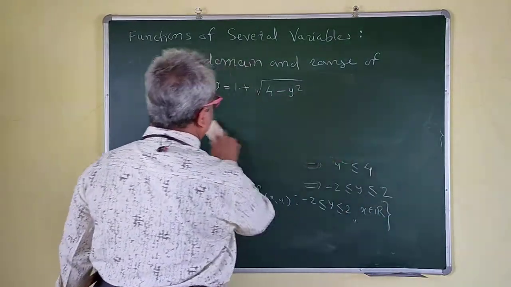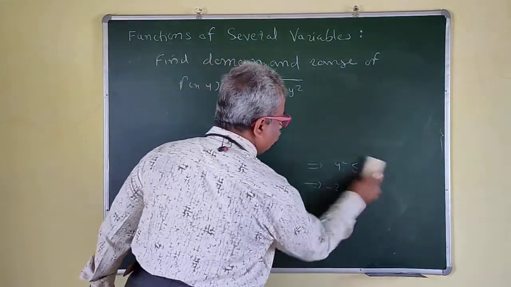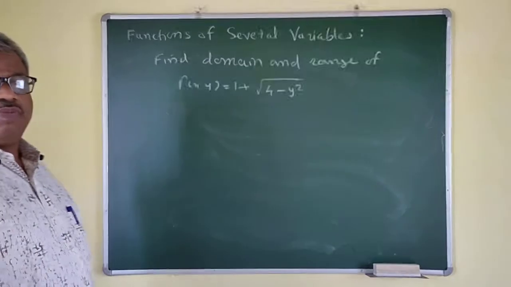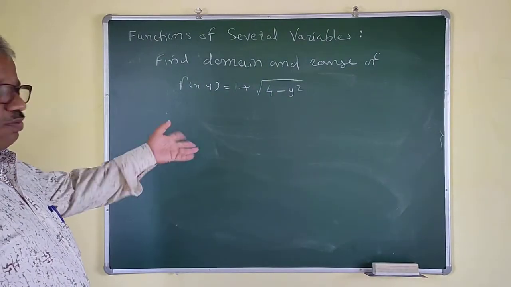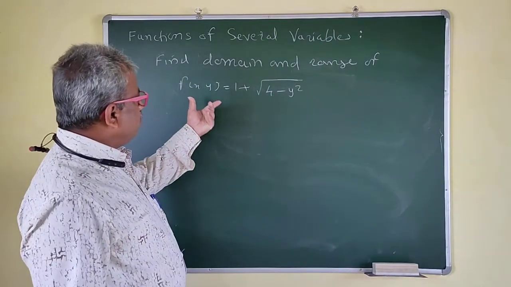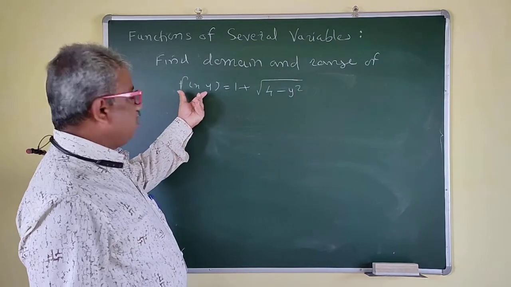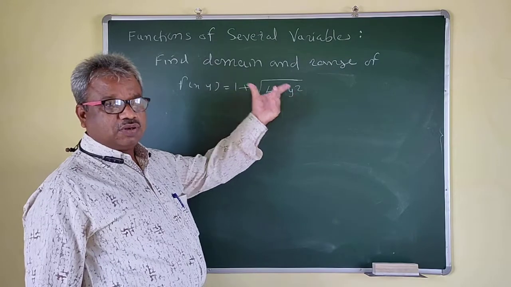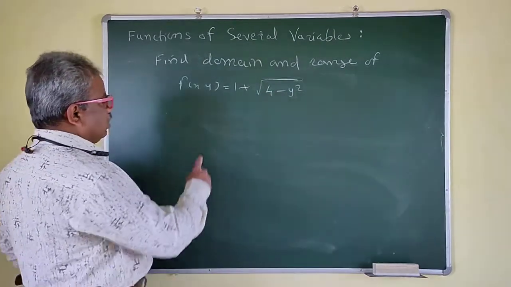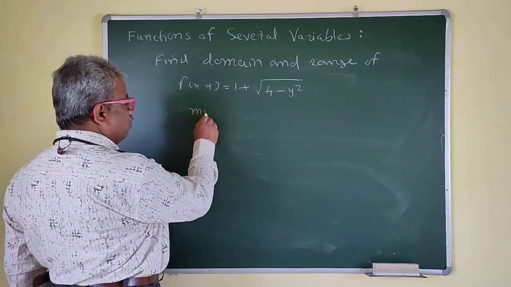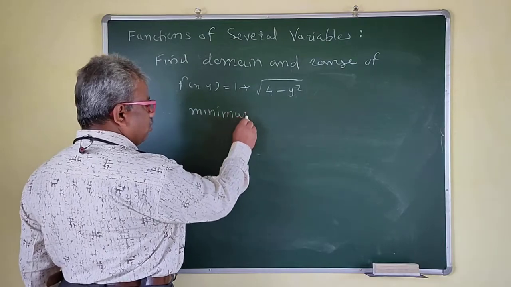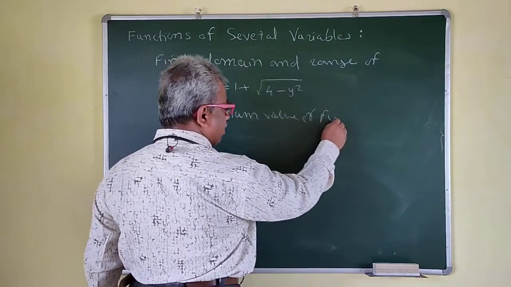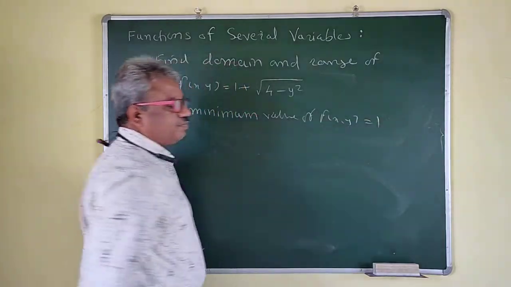We want the range of the function. So how do we find a range? You have to find the maximum value and minimum value of the function, and that will be the range. When the function has a minimum value, if this is 0, then the function has a minimum value. That means the minimum value of f of x, y is 1.